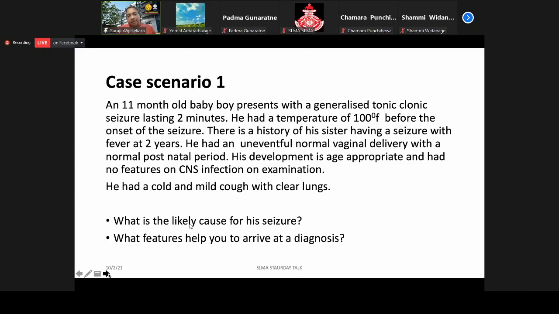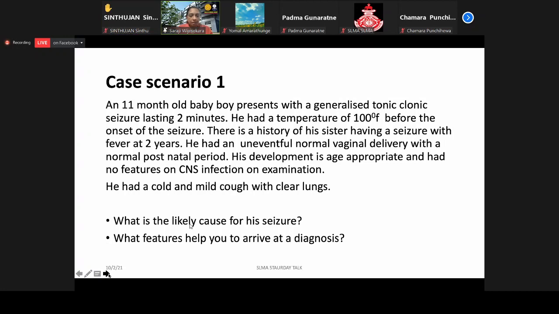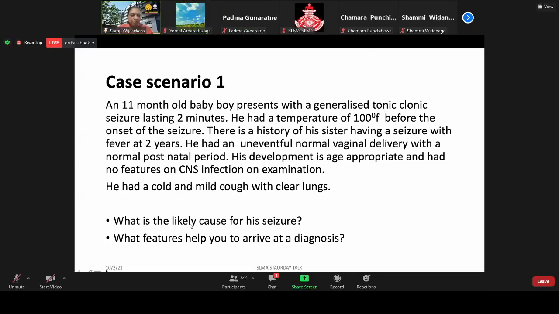Right, okay. With this background, I'm going to go into the first case scenario. This is an 11-month-old baby boy who presents with a generalized tonic-clonic seizure lasting 2 minutes. He had a temperature of 100 degrees Fahrenheit before the onset of the seizure. There is a history of his sister having a seizure with fever at the age of 2 years. He had an uneventful normal vaginal delivery and a normal postnatal period, so no insults there.